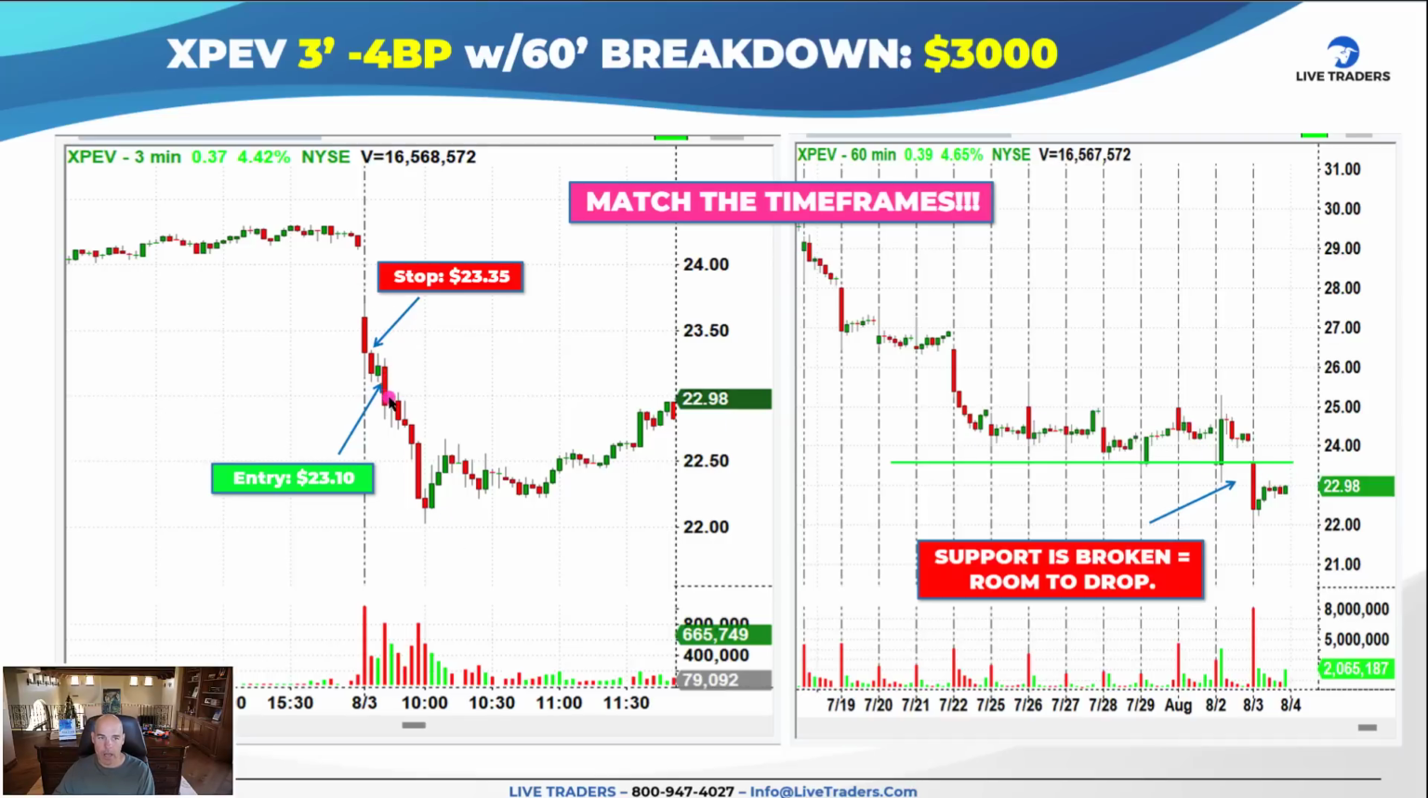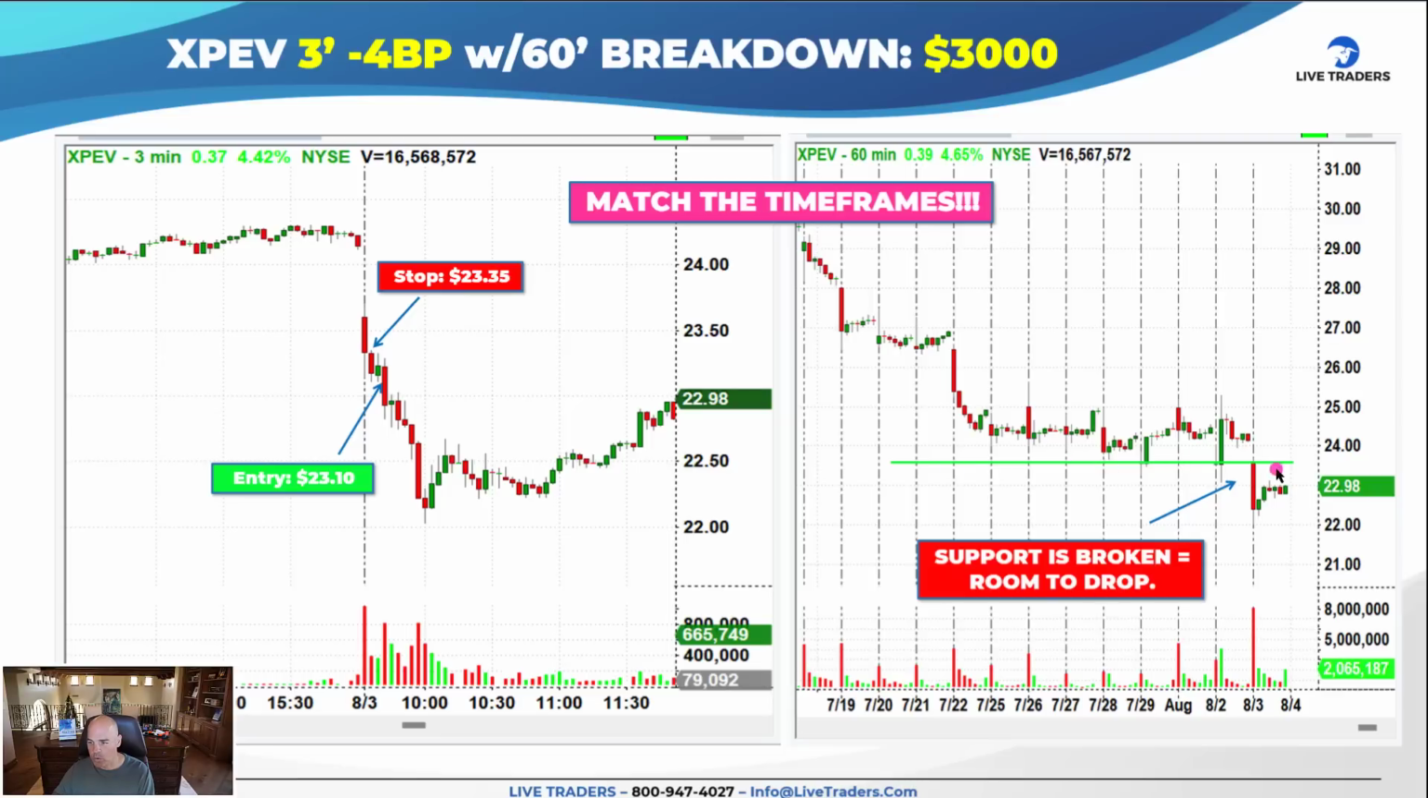Now, this isn't really a breakdown, but the daily, 60, the 60 is a breakdown. So just because the 60 is a breakdown doesn't mean we can't use a different pattern on the lower time frame. Maybe you want to use a sell setup. Maybe you want to use a 4-bar play. Maybe you want to use a breakdown. In this case, it was a 3-minute 4-bar play, right? Breaking down under this area.